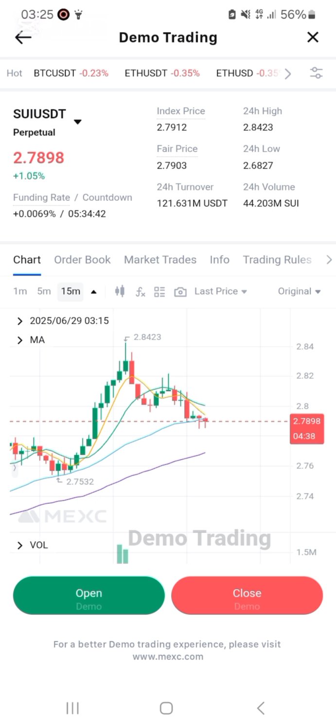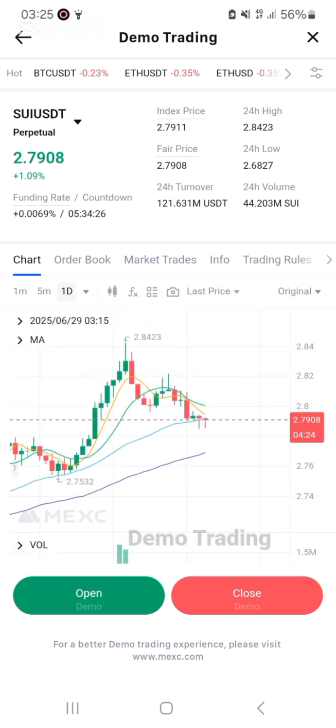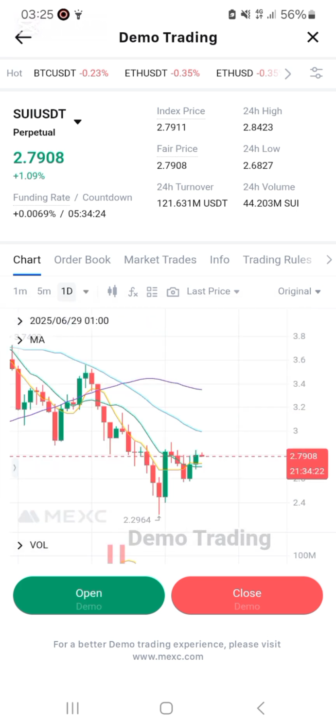Okay, so this, SUI doesn't look that good. This is the timing we are checking. So let's try out 15 minutes time. It was on 10 minutes, but now let's try out 1 day. On that 1 day time frame, it was looking good, but it seemed like it wanted to have a little downtrend. But anyway, it could still reverse, right? It could still go up.